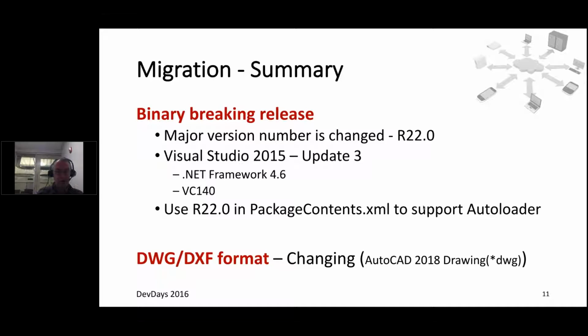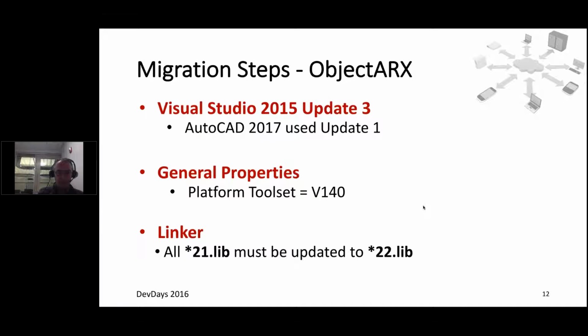As I said, we're moving from Visual Studio 2015 Update 1 to Visual Studio 2015 Update 3. .NET Framework is 4.6, VC 14. So if you're using package contents or you're writing for the registry, you need to use R22.0. And the DWG and DXF format is changing as well, as I mentioned. So first, the thing about Visual Studio Update 3 instead of Update 1.